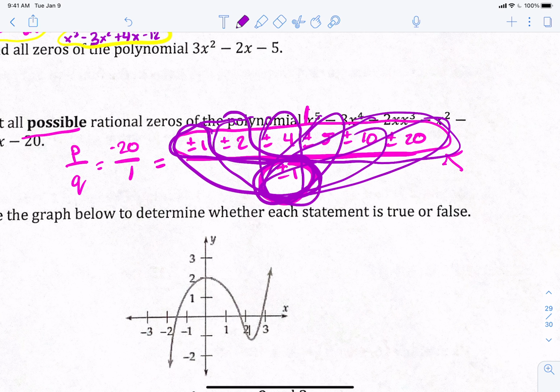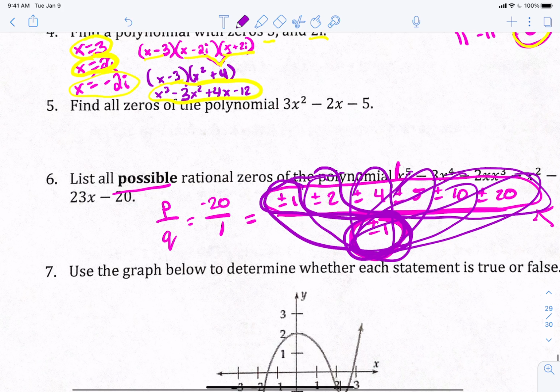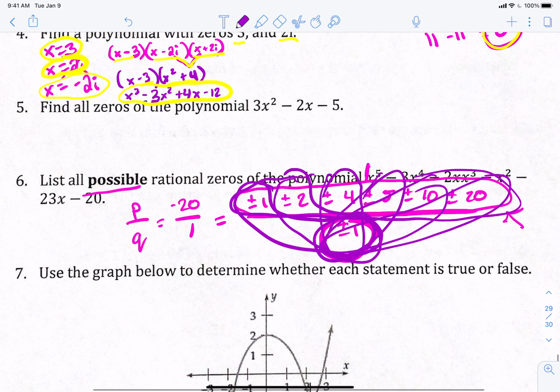Can we do 5? Okay. Number 5, find all zeros of the polynomial. That's a quadratic. Wait, we didn't have to finish it. No, you just list all the possible ones. So that's all we have. That's it. Just list all the possible ones.